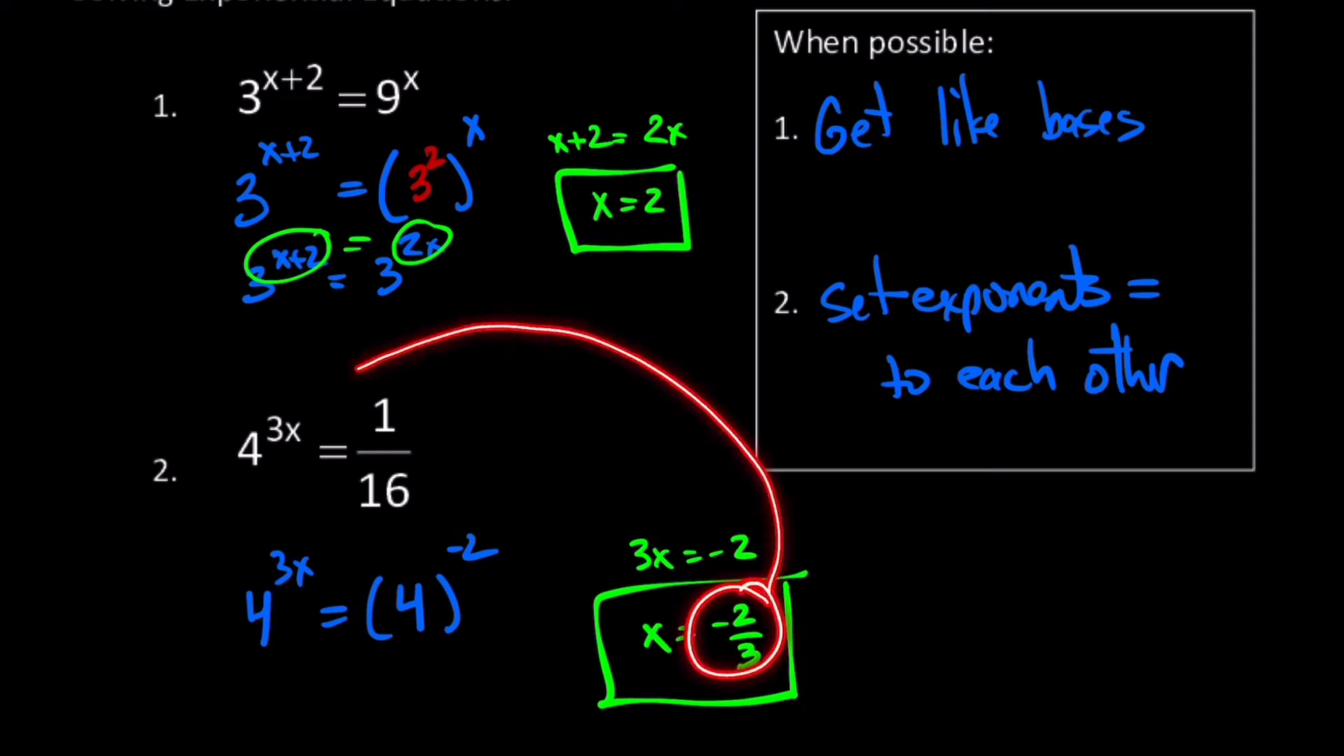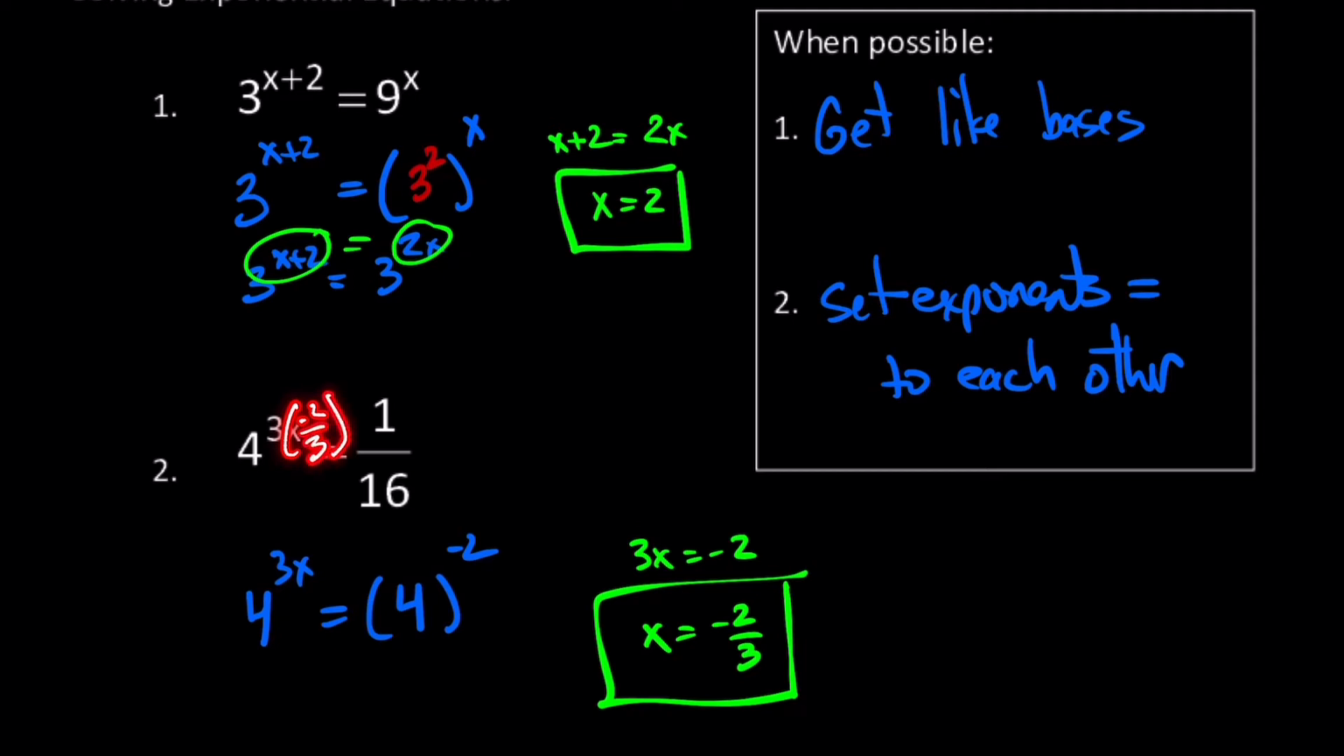Before I move on, let's plug it in here. Well, 3 times negative 2/3, let's see, 3's cancel, so that's just a negative 2. And we said 4 to the negative 2 is 1 over 16. So that one checks.